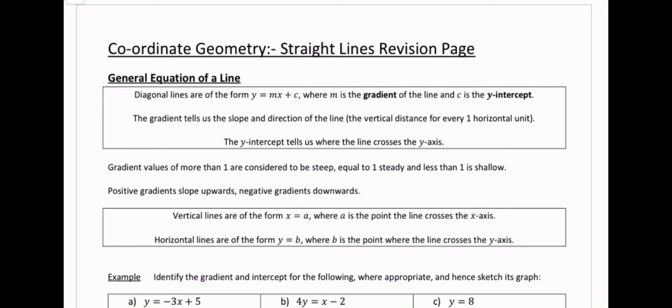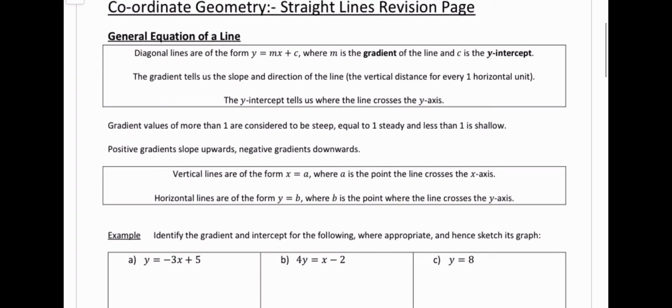In this video, we're going to look at coordinate geometry. In particular, we're going to look at straight lines. So for M3, we will be looking at the general equation of a straight line, the gradient of a straight line, the midpoint of a straight line, and the length of a straight line, and also a little bit about parallel lines. Okay, first of all, the general equation of a straight line.